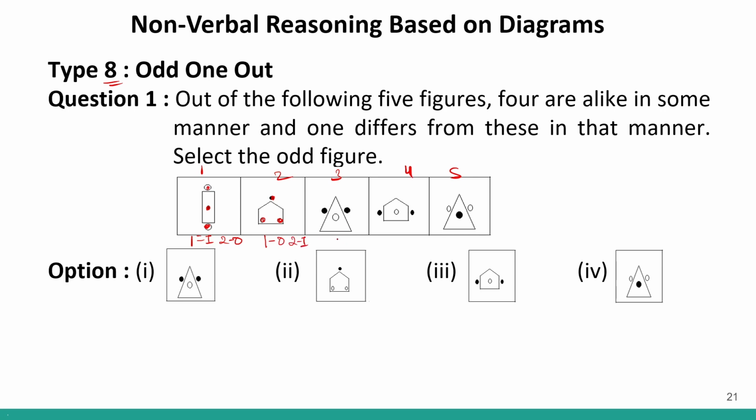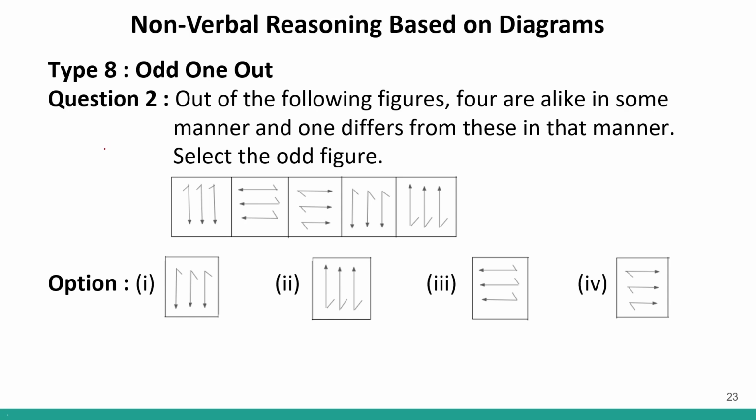Then over here I see 1 inside and 2 outside. Over here also I see 1 inside and 2 outside, and over here also I see 1 inside and 2 outside. So only this figure has 2 circles that are inside. Every other figure has only 1 circle inside. So this figure will be the odd one out, which is option number 2. Clear? This is how you solve questions for odd one out.